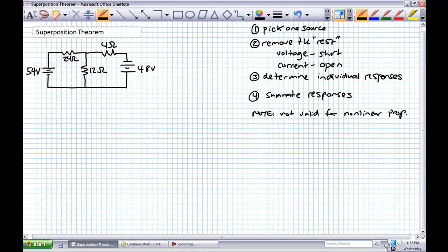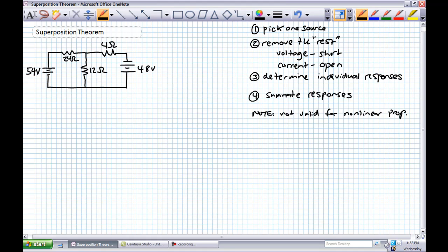Basically, you're going to start at number 1, pick one source, and number 2, remove the rest. When I say the rest, how many sources do you have? I don't know which circuit you're working on. This one has 2, so we're going to have 2 loops through this thing here. How do we remove a voltage source? We replace it with a short. If we have a current source, we replace it with an open. Very critical: shorts and opens will change how circuits behave. So we're going to come back to that one.